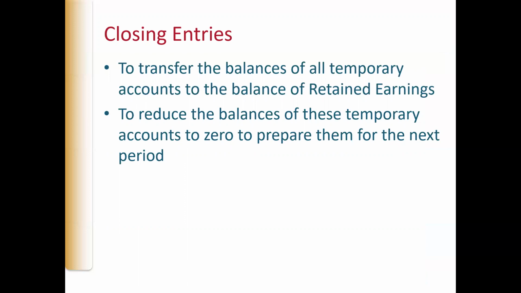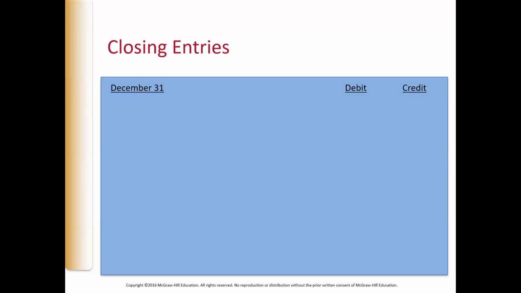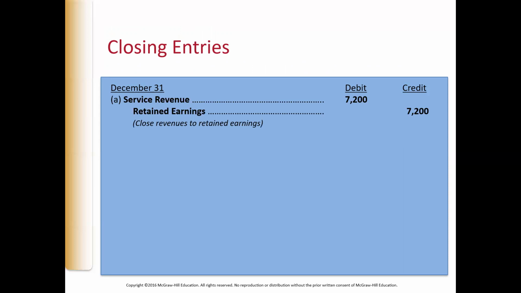Think about the statement of stockholders' equity. We started with a retained earnings balance. We add our net income. We subtract our dividends to come up with an ending balance in retained earnings, don't we? So basically what we're showing is we're going to take the revenues, zero it out and transfer it to retained earnings, take our expense accounts, zero it out to retained earnings, so we can start fresh the next period, also dividends. So if our revenues were at 7,200, we're going to zero out those revenues.